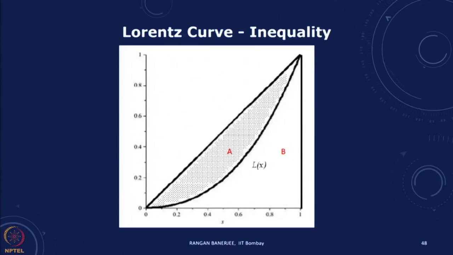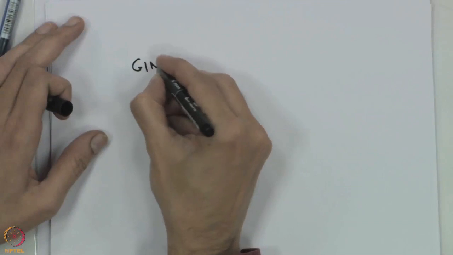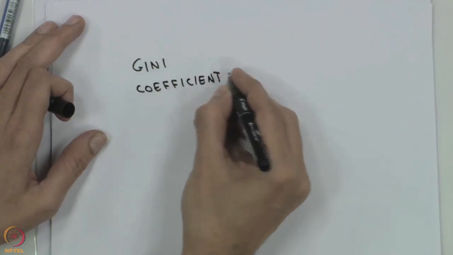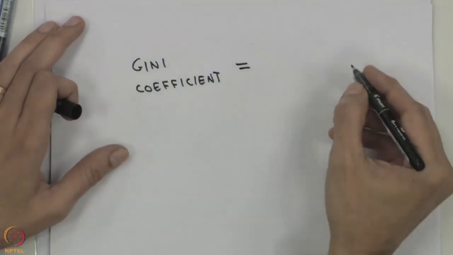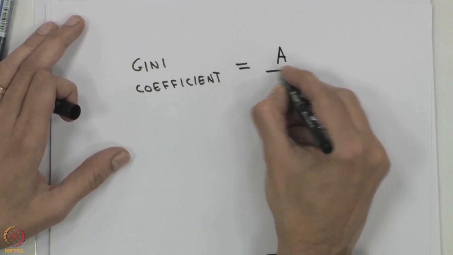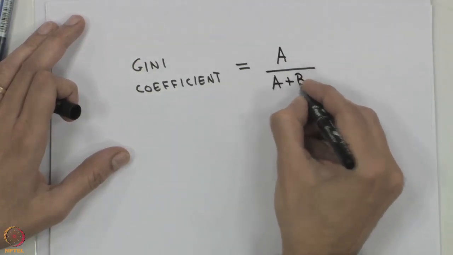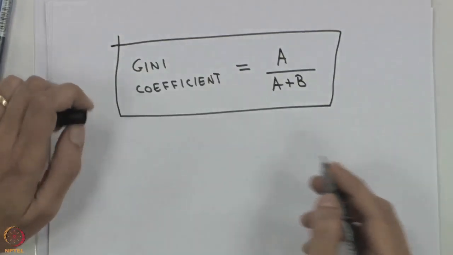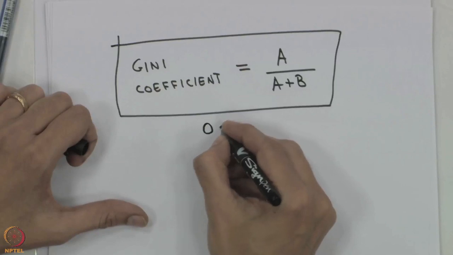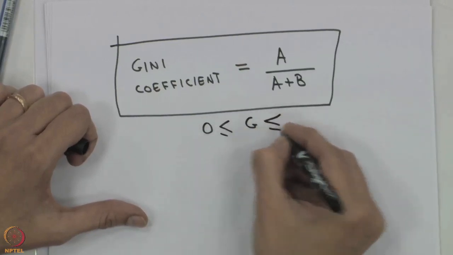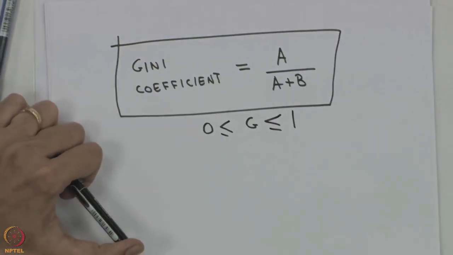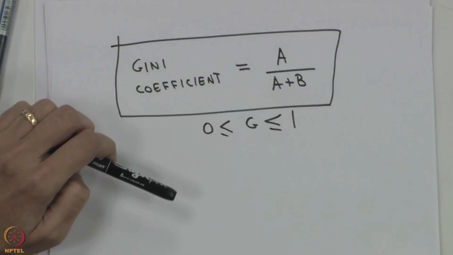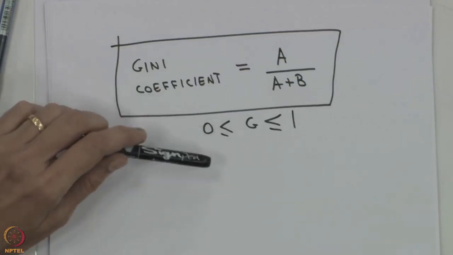So, in this we define a coefficient called the Gini coefficient, and the Gini coefficient is defined as the ratio of these areas, the area A divided by A plus B. So, as you can see, this Gini coefficient will be between 0 and 1, with 0 representing absolute equality and 1 representing absolute inequality. Anything in between, the lower the Gini coefficient, the more equal is the society.